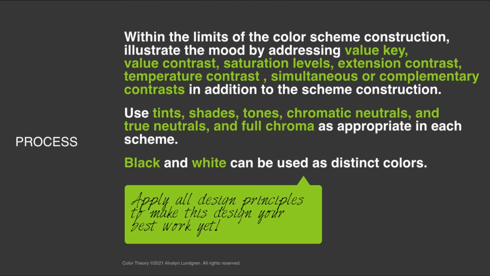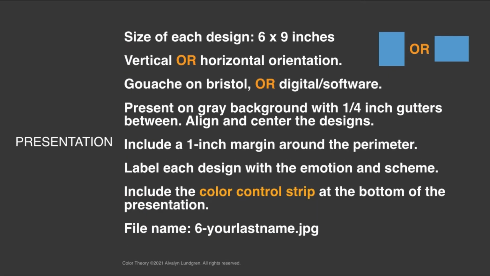On top of the color, make this good design. Take all your design knowledge and pour it into this assignment. Create your most excellent, best, stellar design. Your panels are 6x9. They can be either vertical or horizontal in orientation. You can use gouache on Bristol or software. If you're not familiar using software, use traditional media, use the gouache.